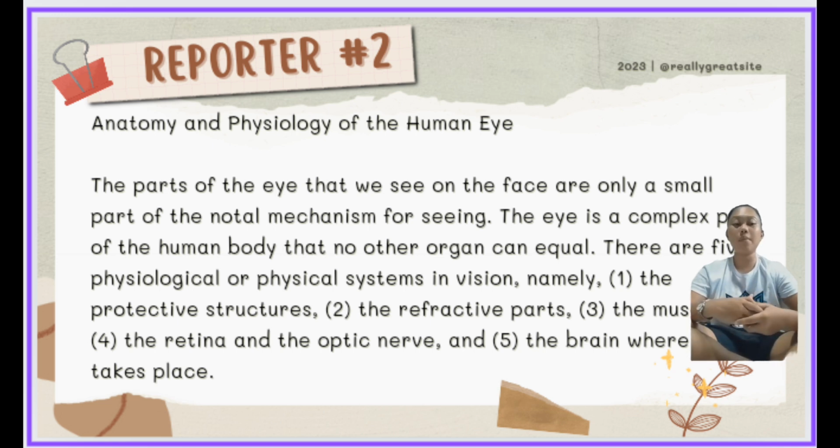So pasabot nga mga parts sa mata nga atong makita sa nawong mao ang gamay nga bahin sa tibuok mechanism alang sa pagtanaw. Then there are 5 physiological or physical systems in vision, namely the protective structures, the refractive parts, the muscles, the retina, the optic nerve, and the brain where vision takes place.